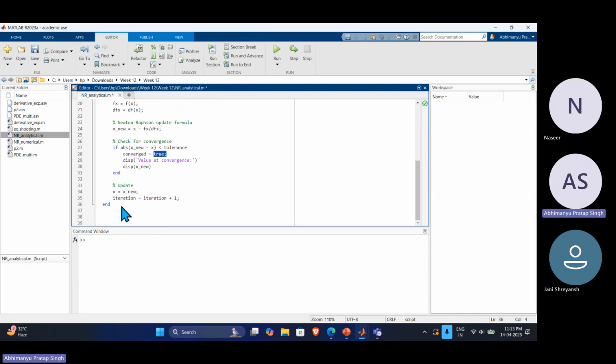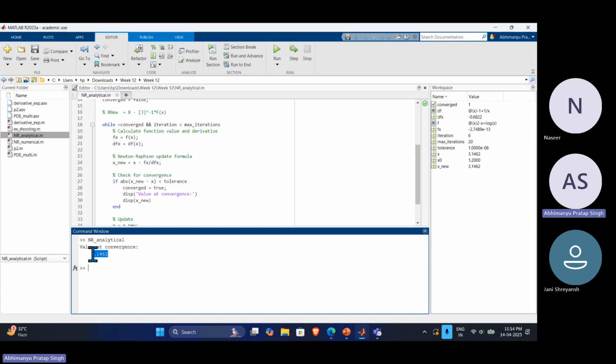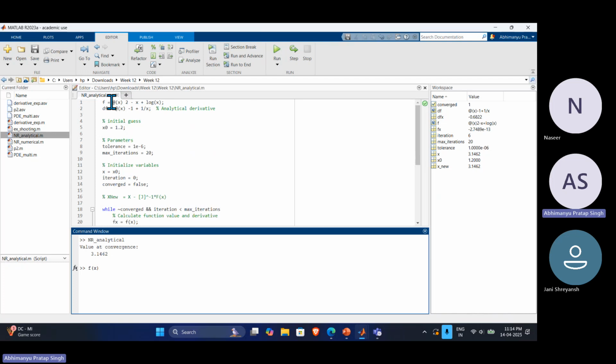Fine. So any doubt in this code? Okay, so I will run this. Yeah, so we are getting a value of 3.151462. The value is stored in X, so we can also check if it's correct or not. I will just calculate f of x, where f is my function handle. We are getting a value close to 0. That means the solution is correct.